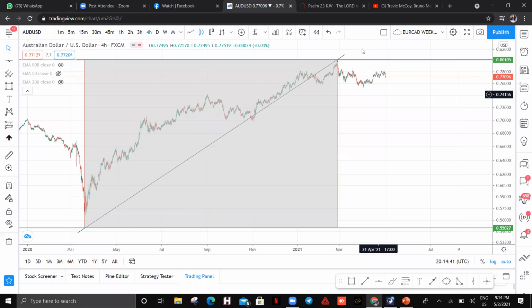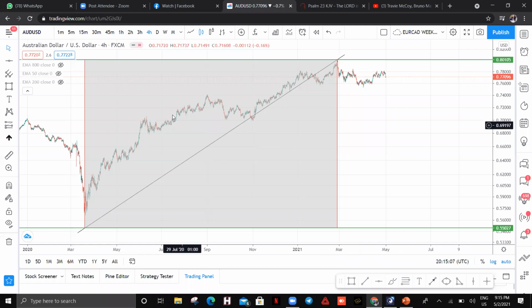This horizontal line here is the resistance, which is the ceiling. And this horizontal line below here is the support, which is the floor. I will also call it the pivot level, whatever English you want to call it, pivot levels. These levels identify as resistance and support levels. Price always reacts when it gets to that place.